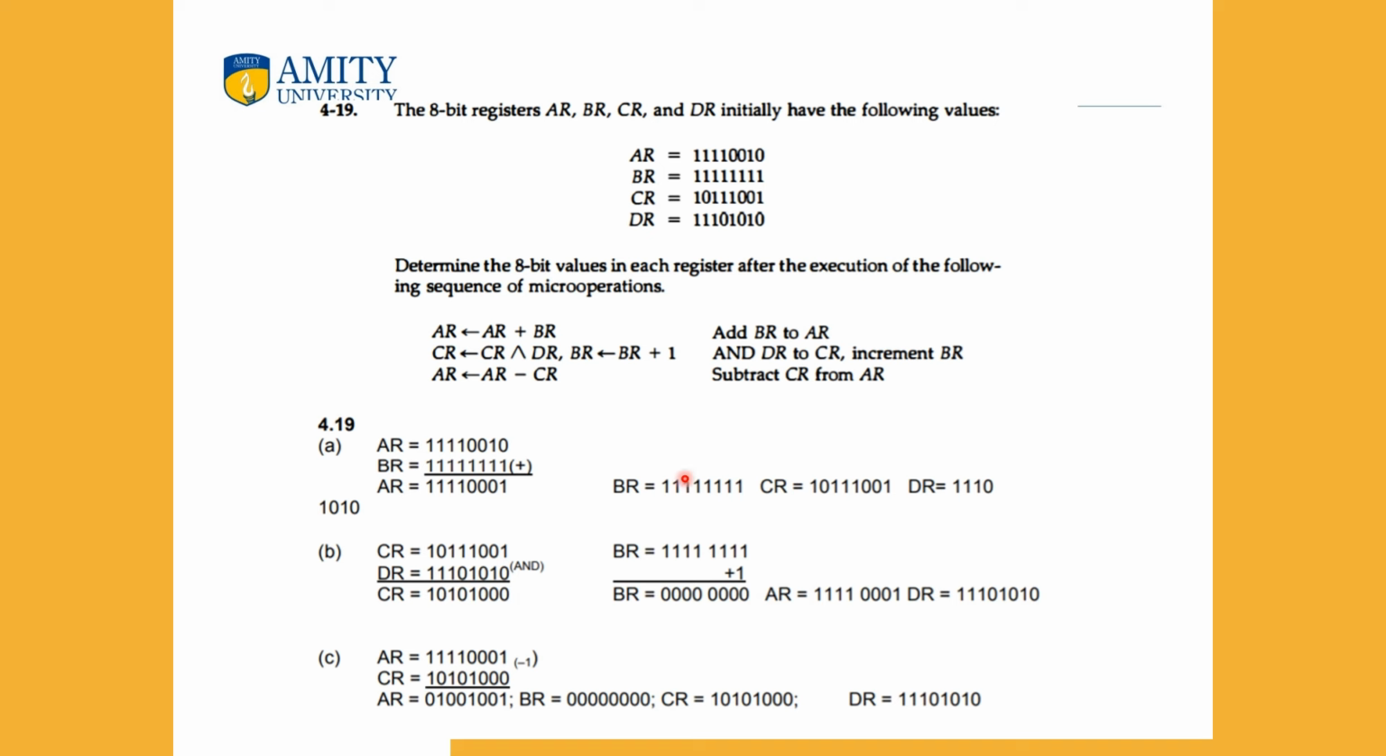Finally, at the last step, you are going to subtract CR from AR. Again, you are going to take 2's complement of CR, and then you're going to add it to AR. That is a simple way of subtracting CR from AR. You'll get AR, rest all are going to remain same because there is no change made to the rest.